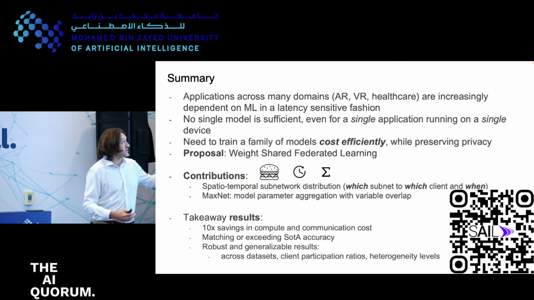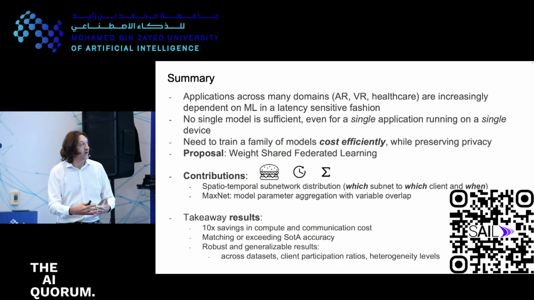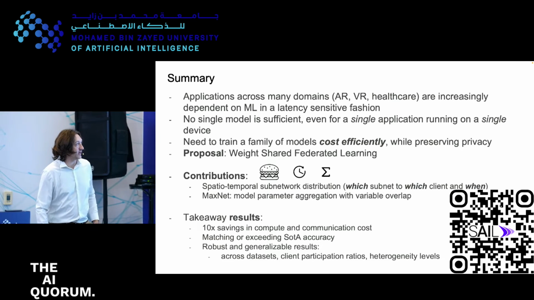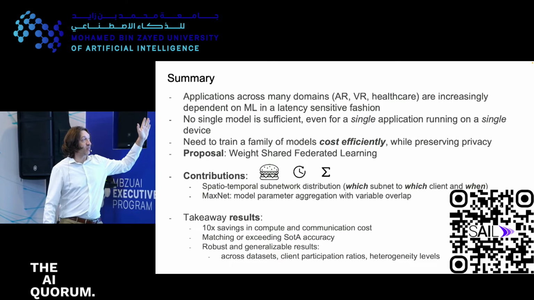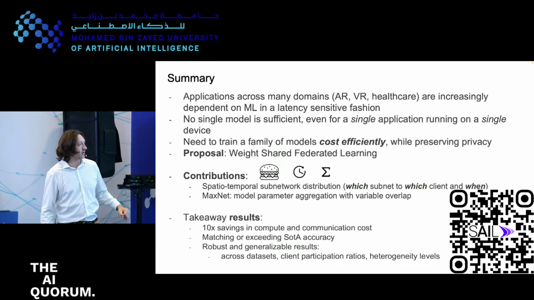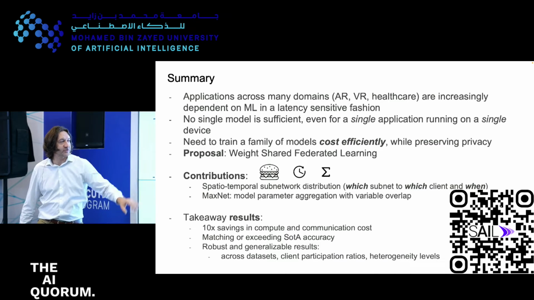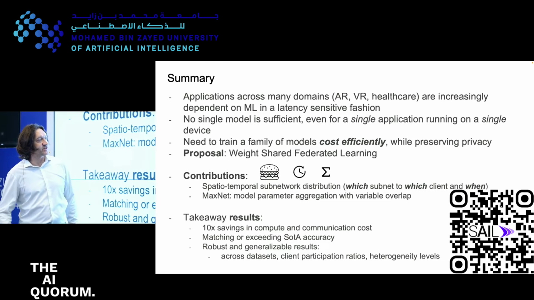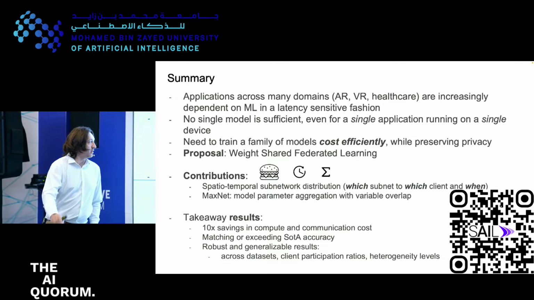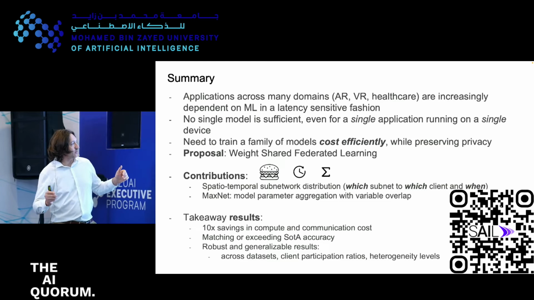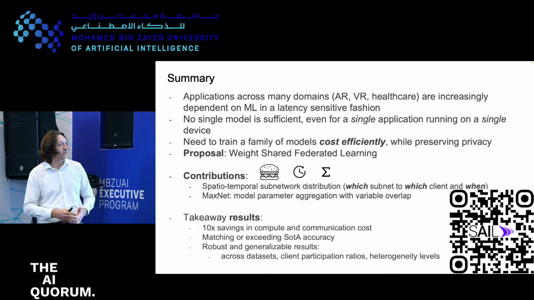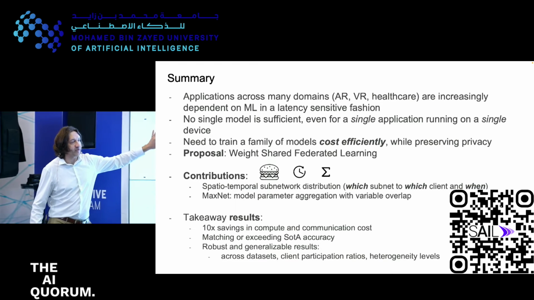So what that means, by implication, is that we need to be able to train a family of models, and we need to do that cost efficiently, of course, while preserving the privacy of the data. So we have proposed one mechanism to achieve this, and that's called weight-shared federated learning. Our contributions to that are twofold. The spatio-temporal subnetwork distribution: you make a decision which subnetworks to subsample and which clients to send them to for a given round R, and you load balance that over time. The second component is what you do at aggregation time. Basically, how do you perform model parameter aggregation with arbitrarily variable overlap?